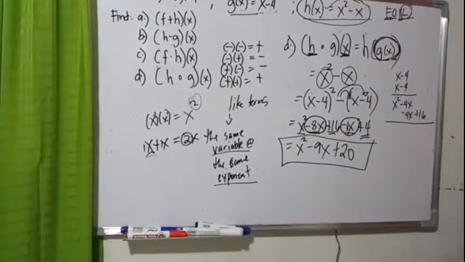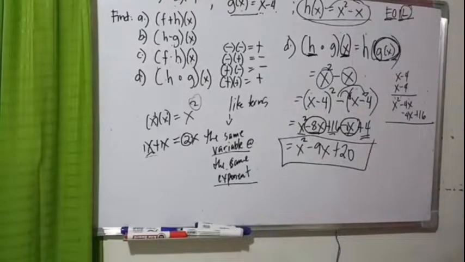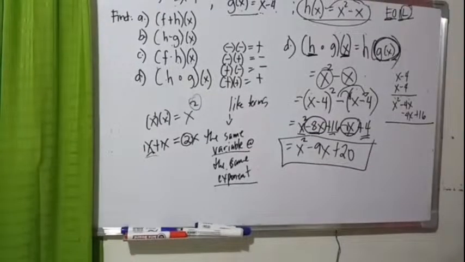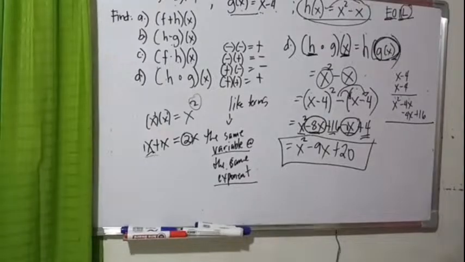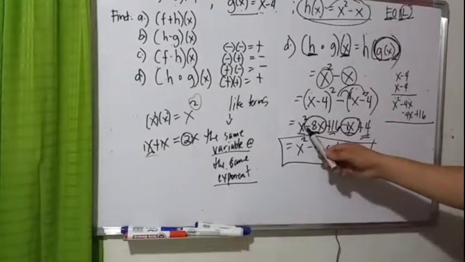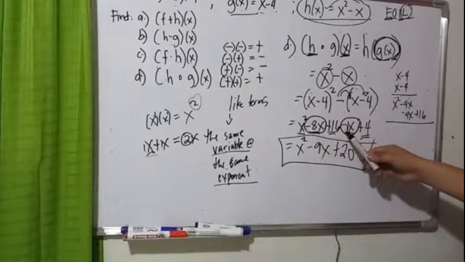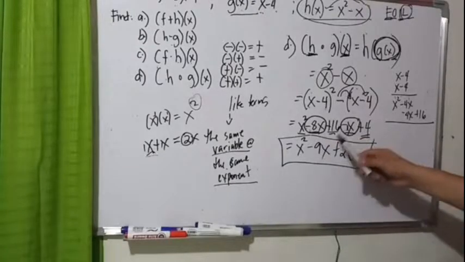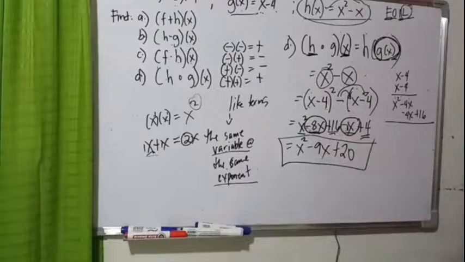The negative 9x here we got from negative 8x and negative x. Like terms, so we add them, then copy the sign. So 8 plus 1 is 9. Then copy the sign, that is negative. So that is negative 9x.